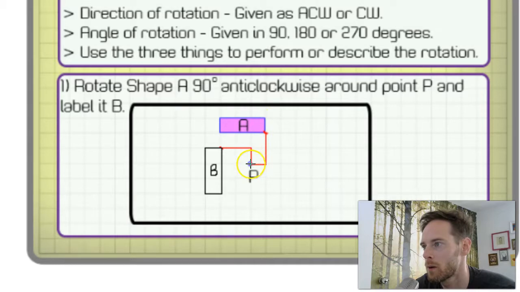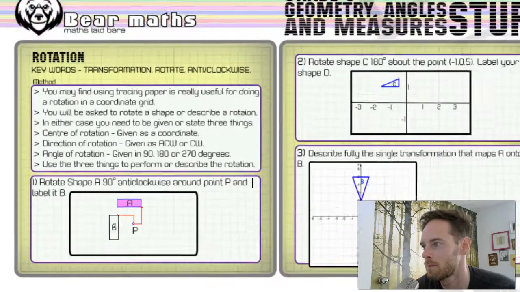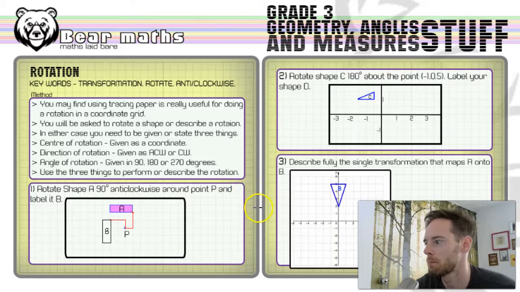Then put your pencil on the tracing paper here over the point of rotation, and then rotate it whatever it tells you to. Then you'll see that it moves to this position here, and once it's moved to that position there, you press really hard through on the tracing paper, and it indents underneath the tracing paper, and then you can draw the shape in the right position. Okay, anyway, that's that first one done.